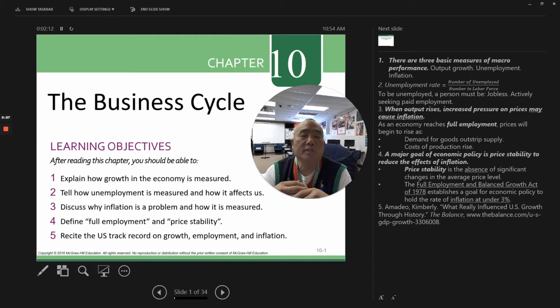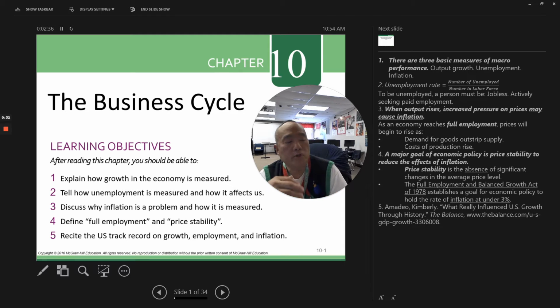The 5 learning objectives are as follows. Number one, you should be able to explain how growth in the economy is measured. So, in the United States, we measure our economic growth by 3 measurements. Number one is output growth, also known as GDP, our unemployment rate, and the inflation rate.